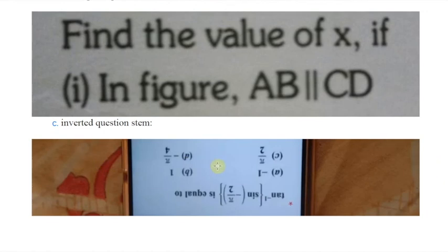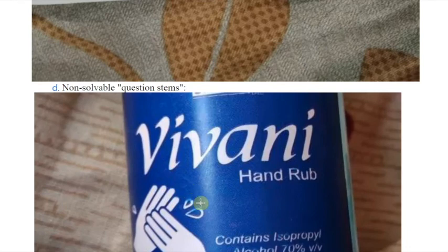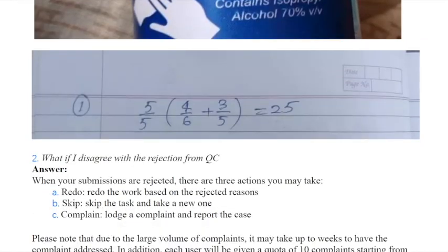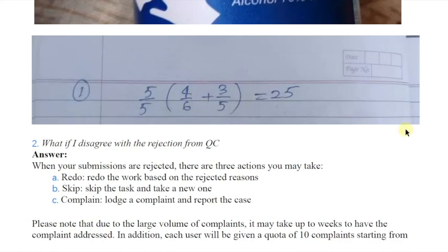Similarly, inverted question stem. If any question stem is inverted, we should not attempt those questions and should skip it as an incomplete part. Next, here also inverted and non-solvable question stems, like in this diagram. Here this is not an exact question, so we have to skip this type of question. This is an incomplete question, so we have to skip this.